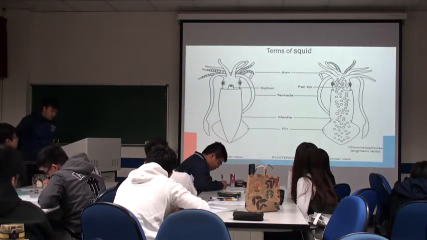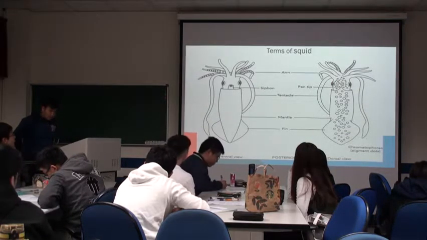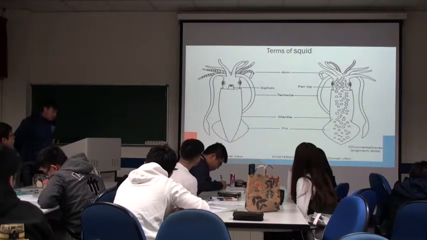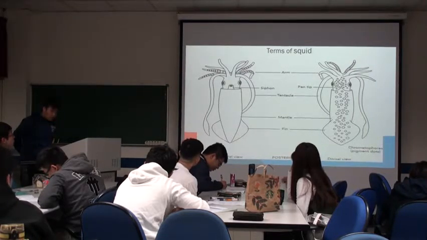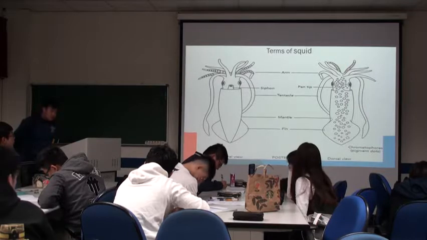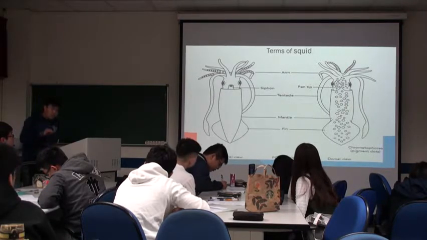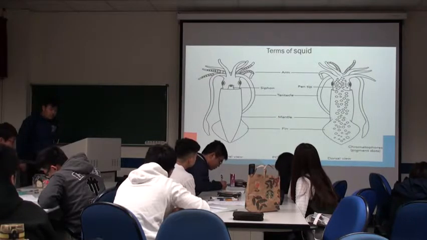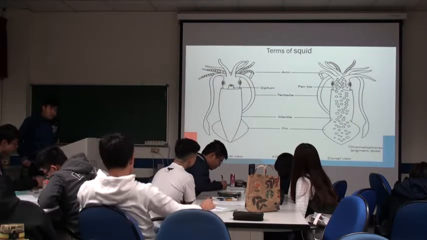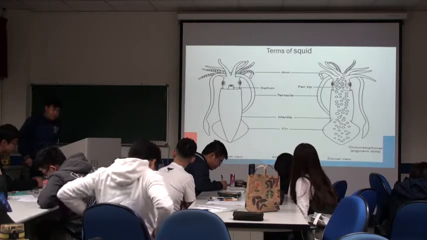I will introduce our type of squid. You can see the short ones are the arms, and the long ones we call tentacles. The siphon helps the squid escape from predators by spurting a water flow, and the fin controls their swimming direction. The mantle protects their soft organs.